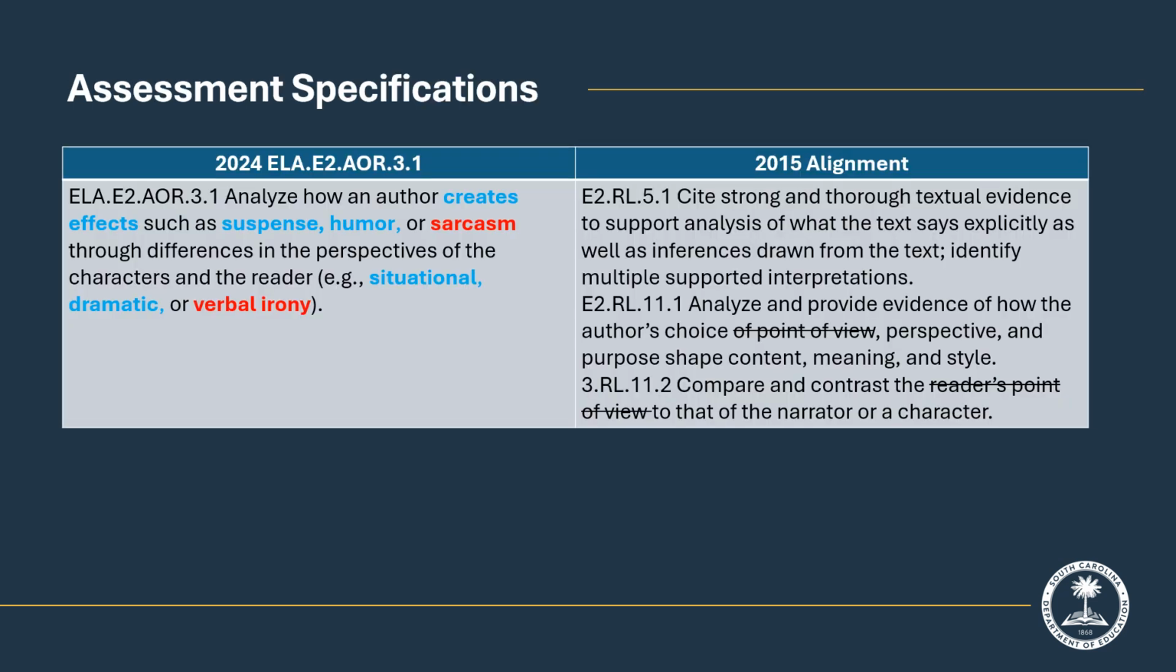Here you see a sample from the English 2 assessment specifications document. The vocabulary in blue indicates language that is new to the teacher in English 2. The language in red indicates language that is new to both the teacher and the student in English 2. Let's look at situational and dramatic irony. This is new to the language of the English 2 indicators in the new standards.